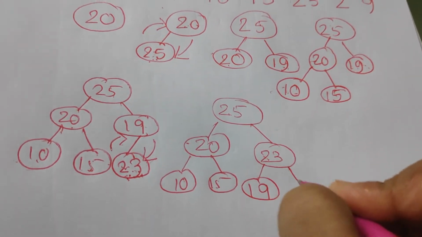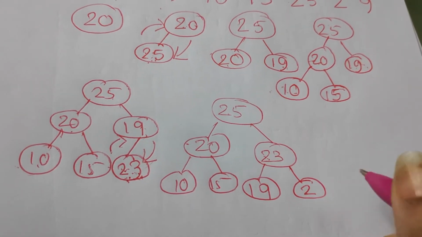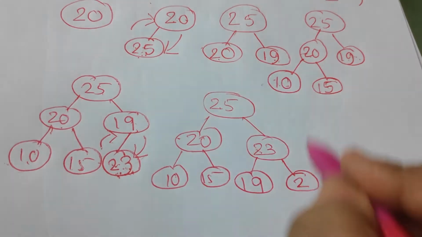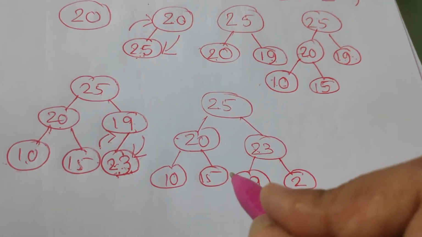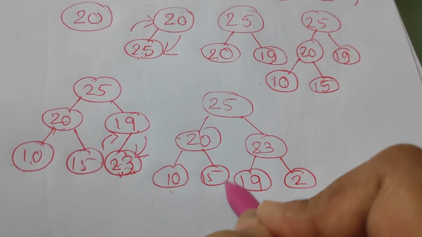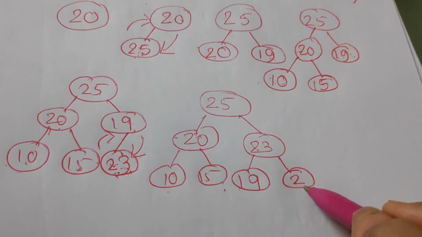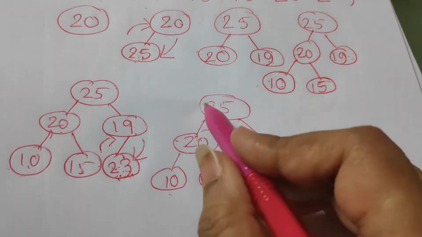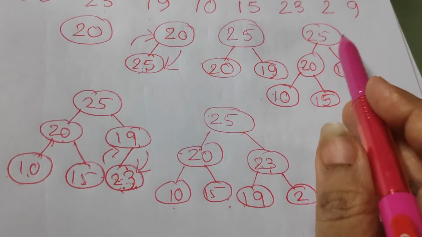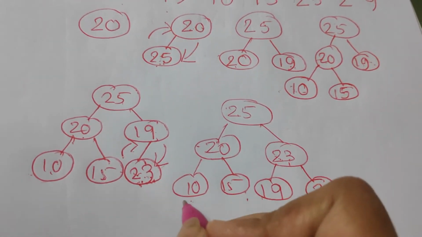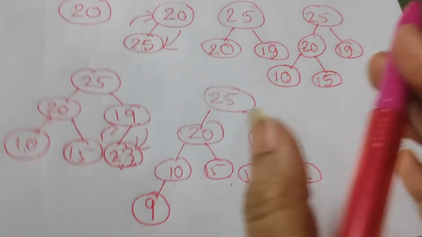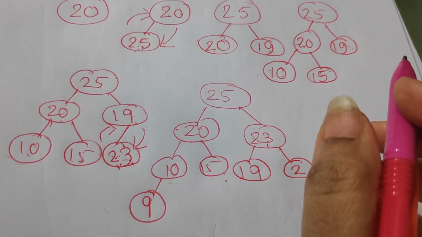Now next node, 2. So over here 2 will be inserted. As 2 gets inserted, we find that it is catering to the full max heap, because 10 and 15 both are less than 20, 19 and 2 both are less than 23, 20 and 23 both are less than 25. Last number is 9. 9 will be inserted over here, and it will cater with the rule of the max heap.